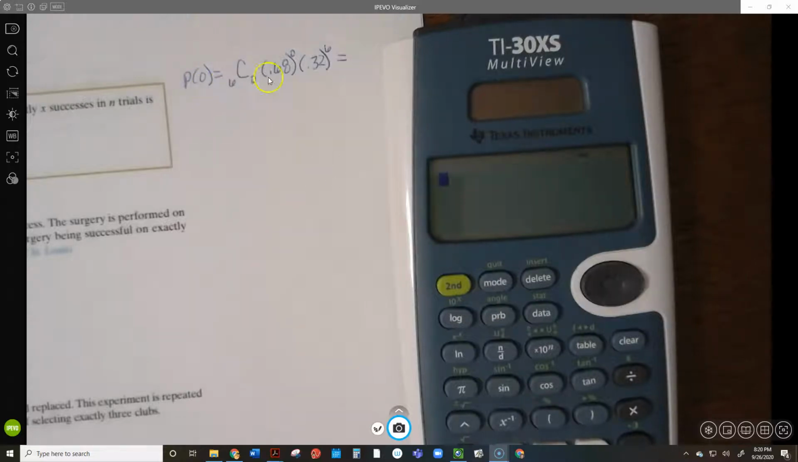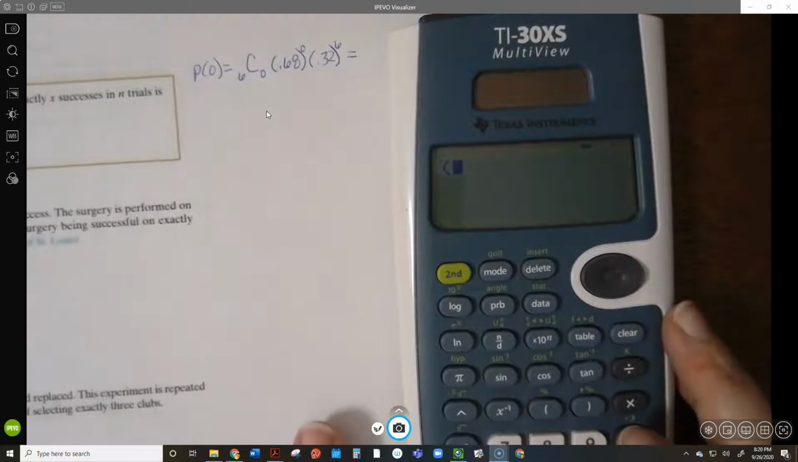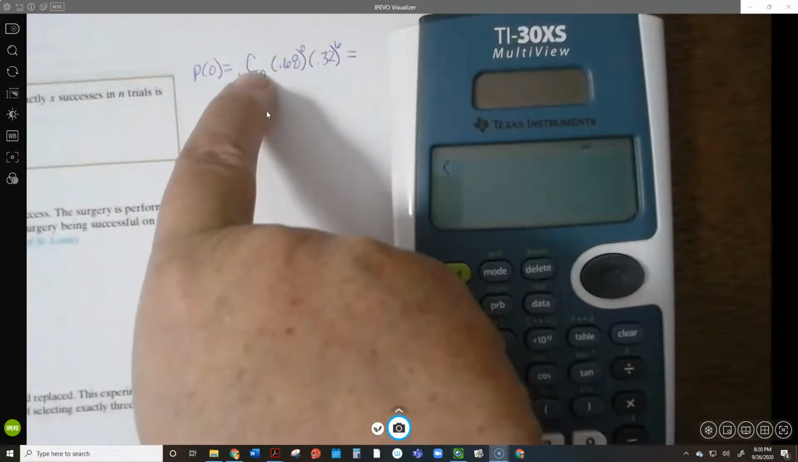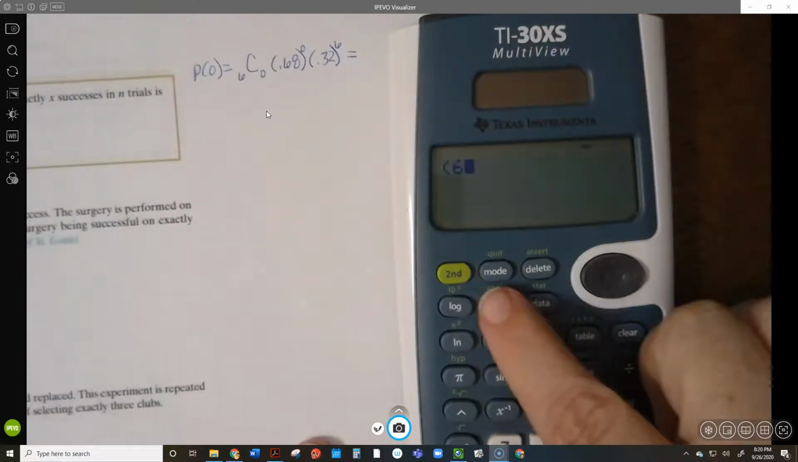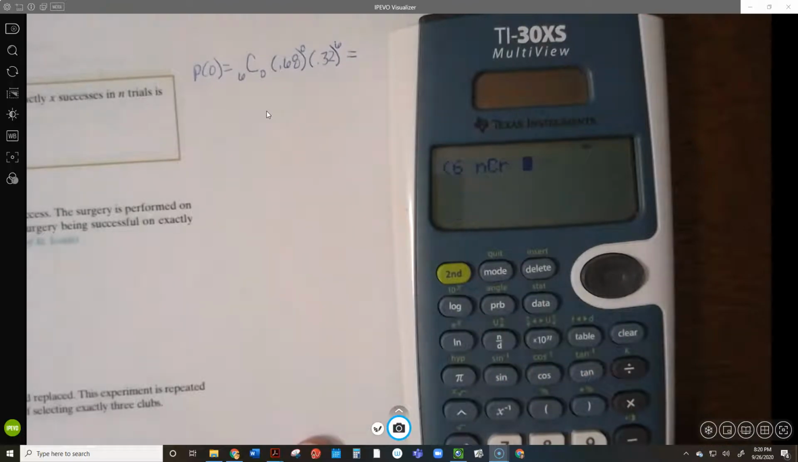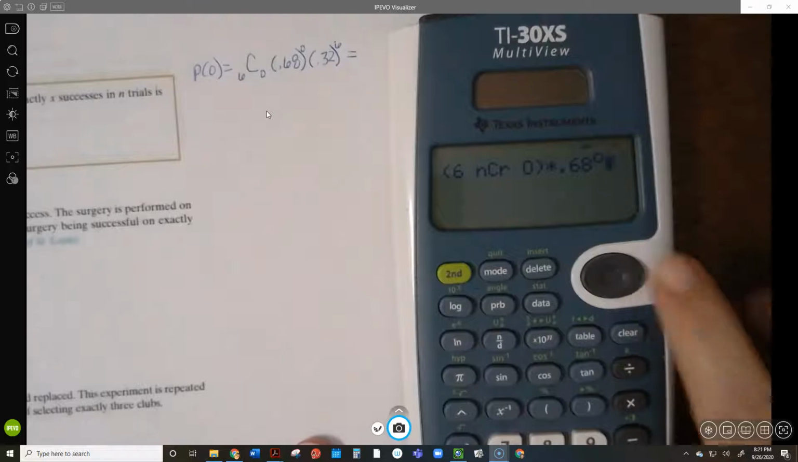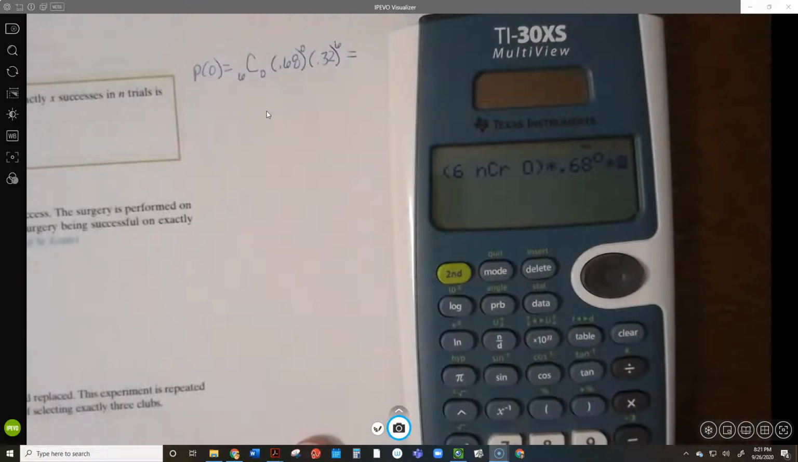So for this problem, like I had it written down, for this calculator, just to be careful, I'd put this first thing right here in parentheses. And the way this calculator works, I do 6, and then I choose the nCr, and then I type in 0. I'm going to close the parentheses, and then I'm going to say times 0.68 raised to the 0 power, and then times 0.32 raised to the 6th power.